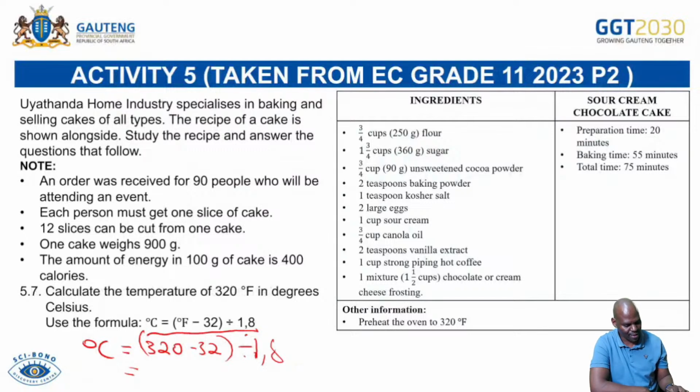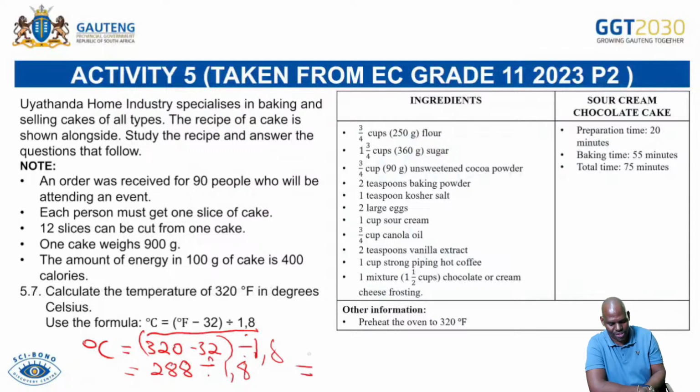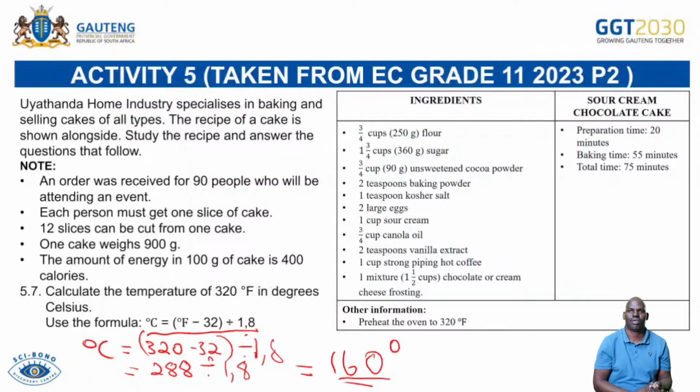320 minus 32, and then it's 288. So it's 288 divided by 1.8, then I get exactly 160. So it's 160 degrees.